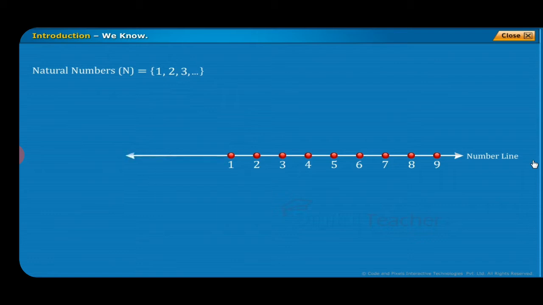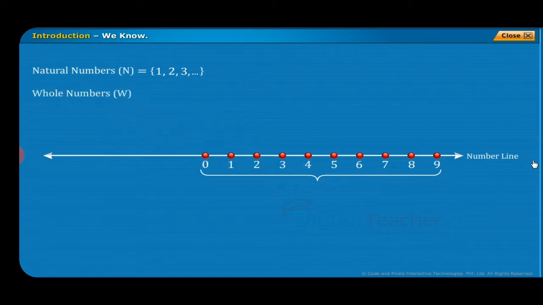Whole numbers are the set of numbers that include 0 along with the natural numbers. They are denoted by W. Example, 0, 1, 2, 3, and so on.